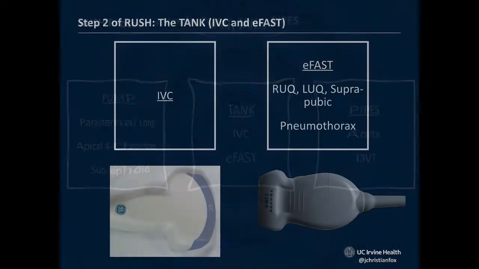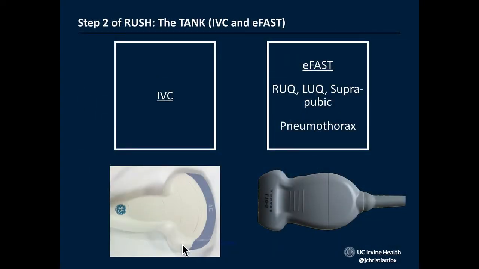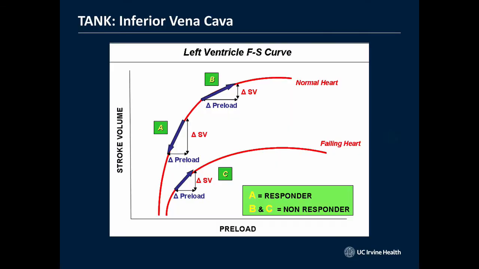So for the IVC, we're going to be using that hopefully large curvilinear transducer. We could use a small cardiac probe too, but I like using this large footprint transducer. We're going to be looking at the IVC with that. And then we're also going to be doing an eFAST, an extended FAST exam, where we look in the body for evidence of fluid and also for a collapsed lung. And that's what an eFAST is. So the IVC, we're talking about the tank here, okay?